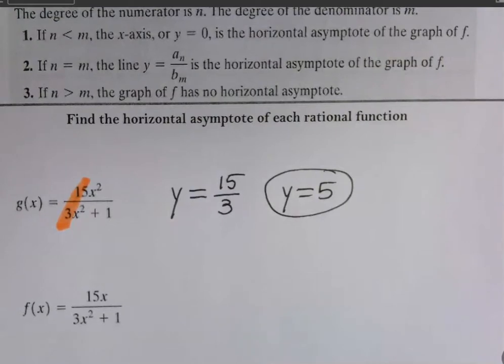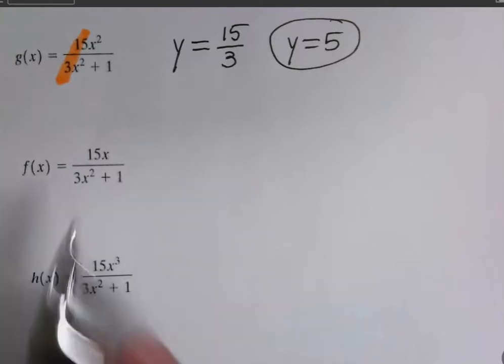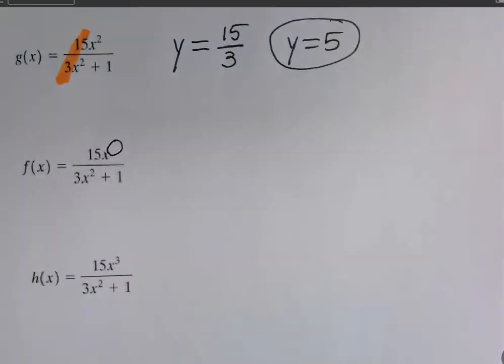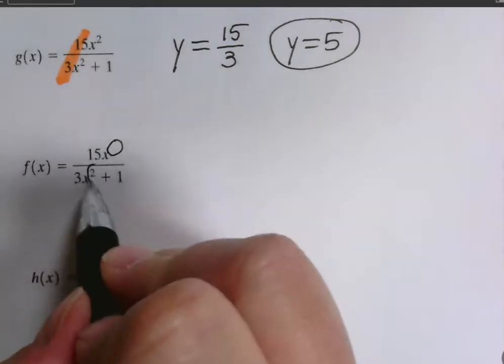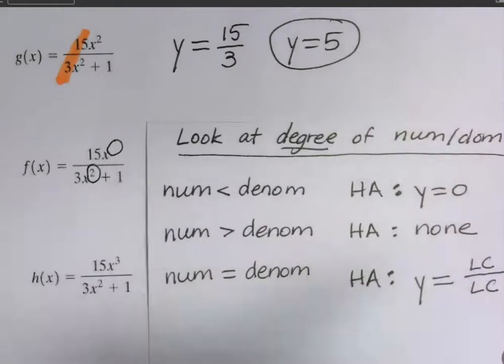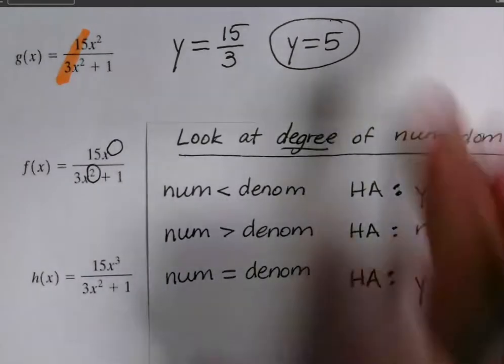Next up, we have 15x over 3x squared plus 1. Here, the degree of the numerator is 1. The degree of the denominator is 2. So the degree of the numerator is smaller than the degree of the denominator. That's this one right here. My horizontal asymptote is y equals 0.